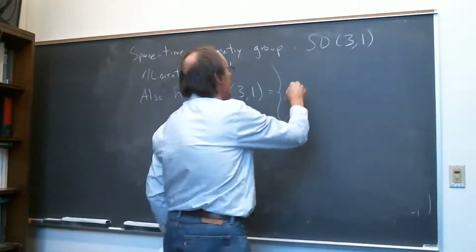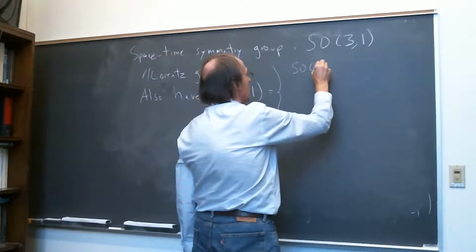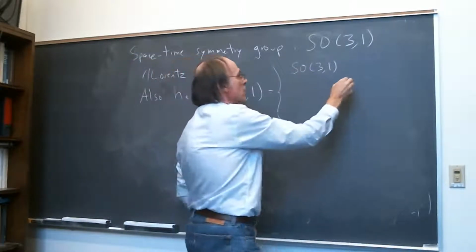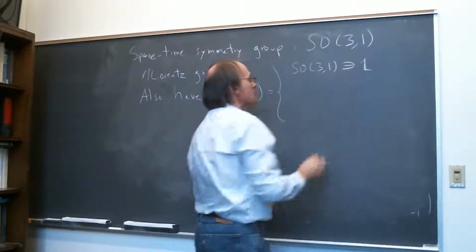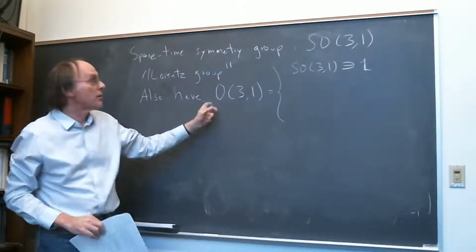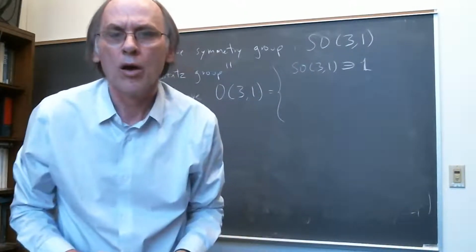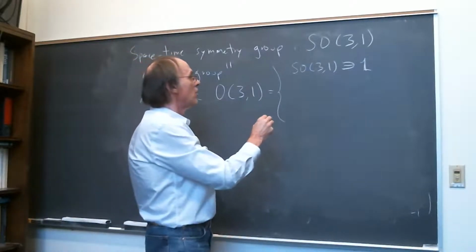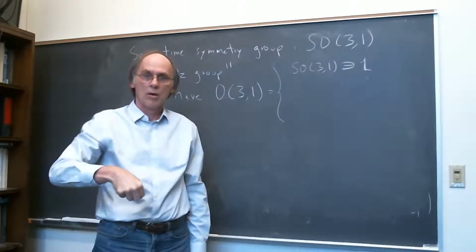You're going to have this guy, the one which includes the identity. Okay. So we're really interested, when I say this, I really mean the component of the identity. But the tricky thing here is that in this case, the future is mapped to future, right? Yeah, exactly. And the other copy of SO(3,1) is future to past, past to future.